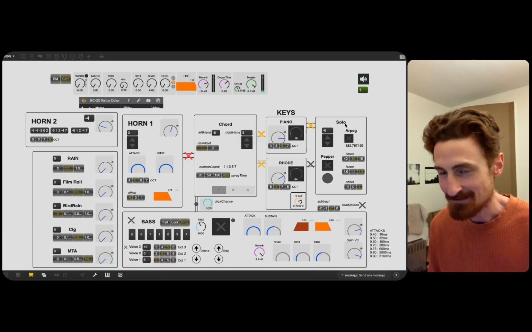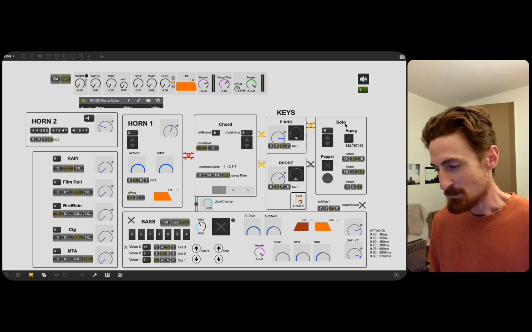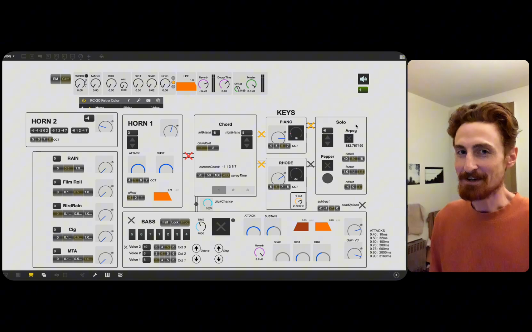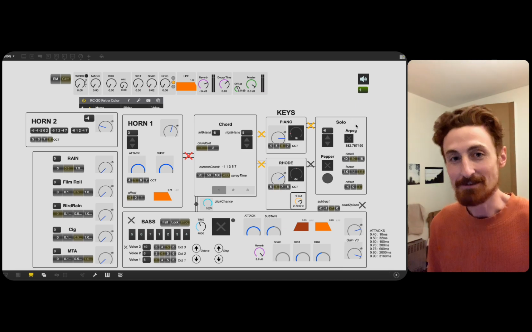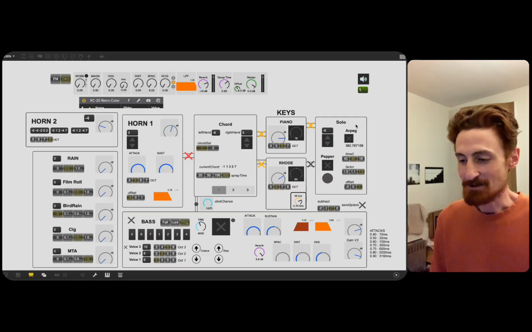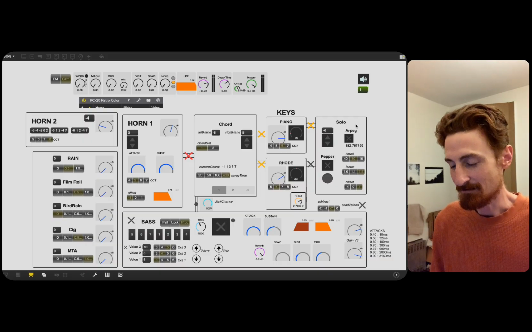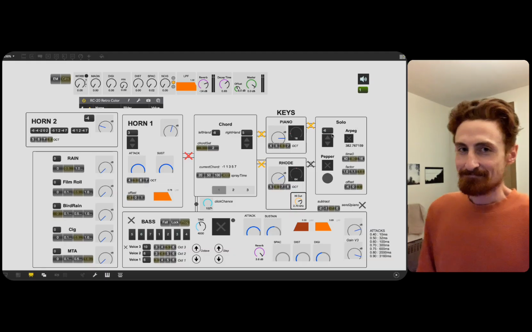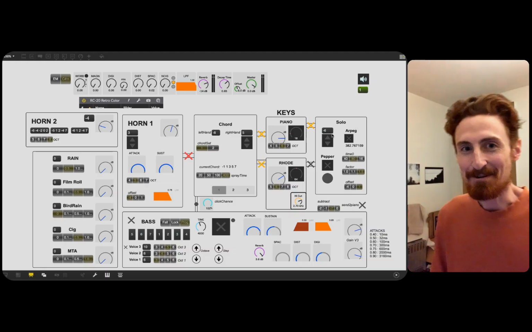Like I said, these interfaces are supposed to be designed so that I could open up a set years later and just instantly, based on the visual information, intuitively have an idea of how to play this set, but I'm not getting that right now.